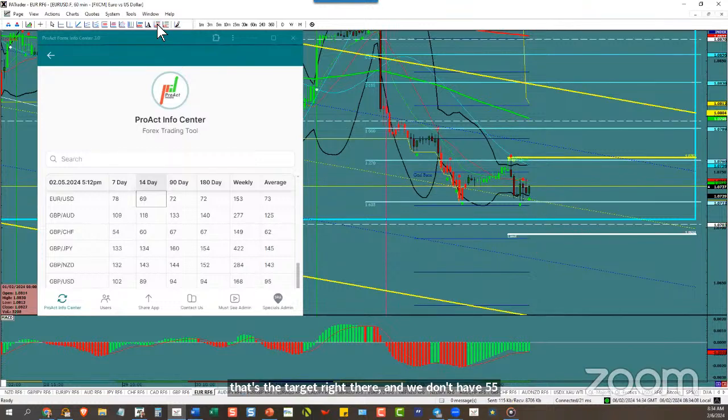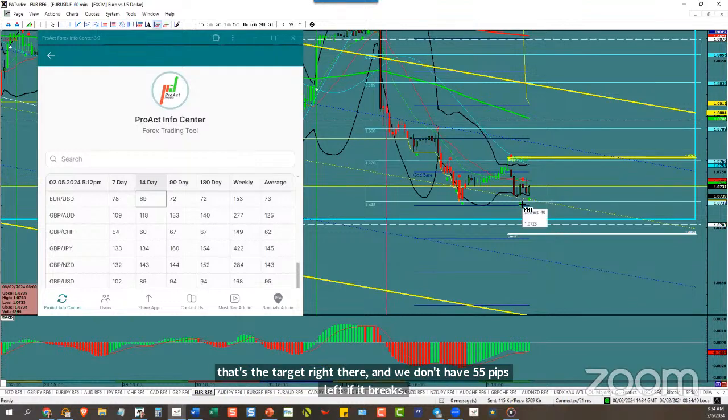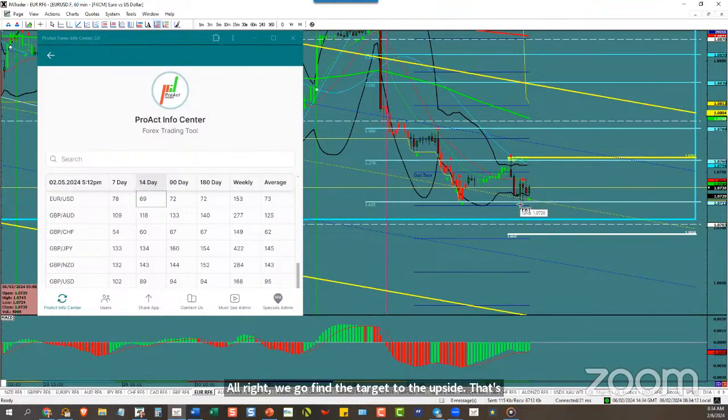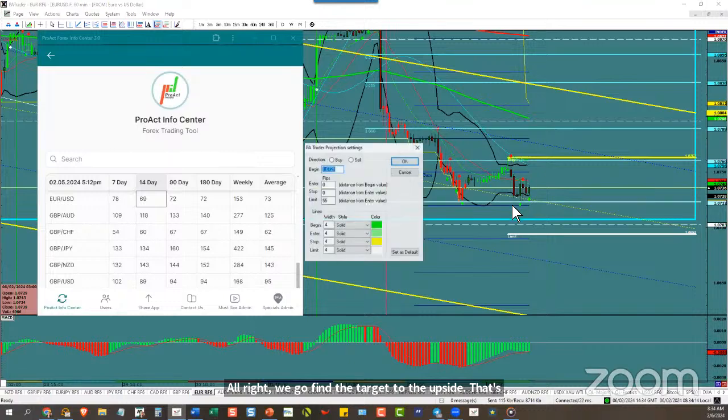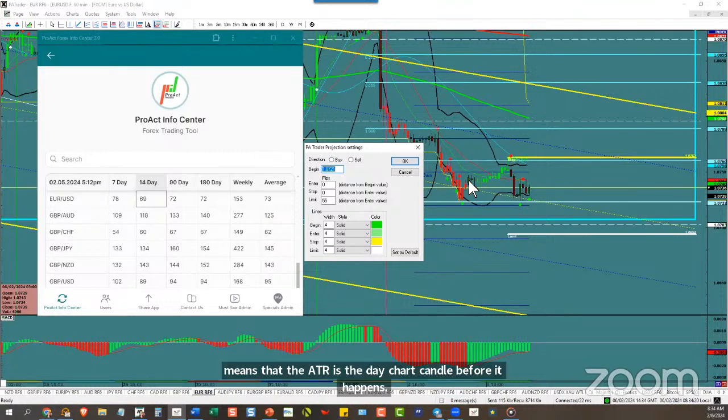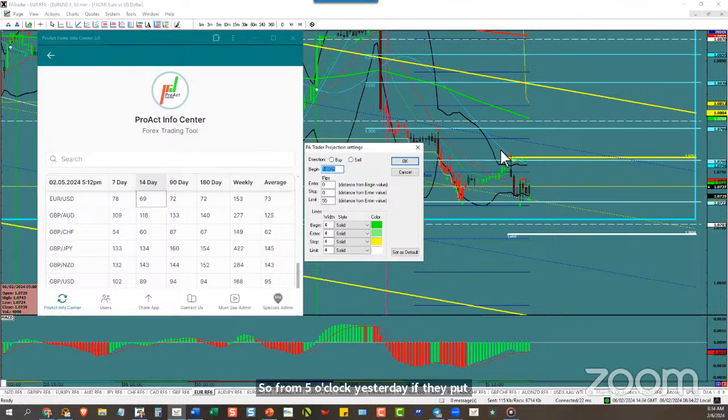We go find the target to the upside. That's this bottom here. After the 5 o'clock candle, we put a new bottom in, which means the ATR is the day chart candle before it happens. So from 5 o'clock yesterday, if they put a high in, that's the high for the day, and the low should be here. If from 5 o'clock yesterday, they put a low in, then the high should be up here.